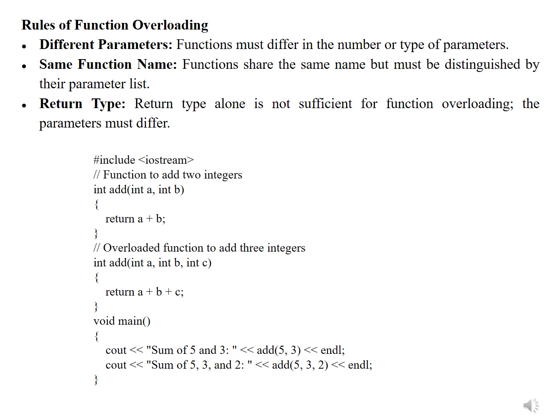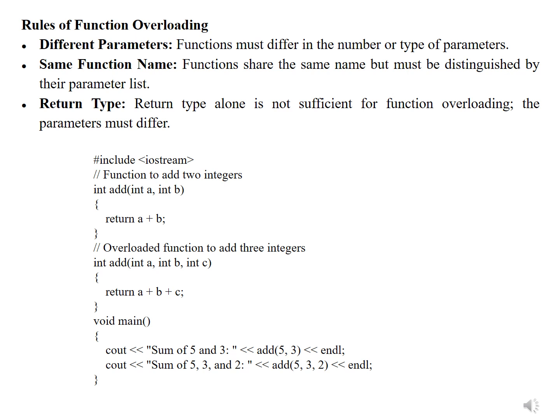Example program we are writing: #include <iostream>, int add(int a, int b) return a plus b. Again overloading the function, int add(int a, int b, int c), return a plus b plus c. Both the function names are add, but the first add has two parameters, and the second add has three parameters. That three-parameter function is the overloaded function to add three integers. Then we will start the void main.